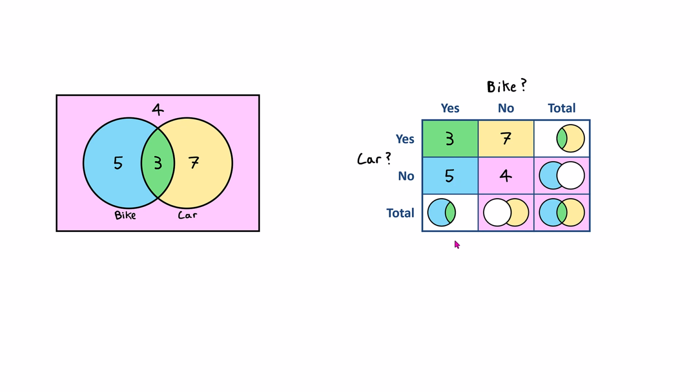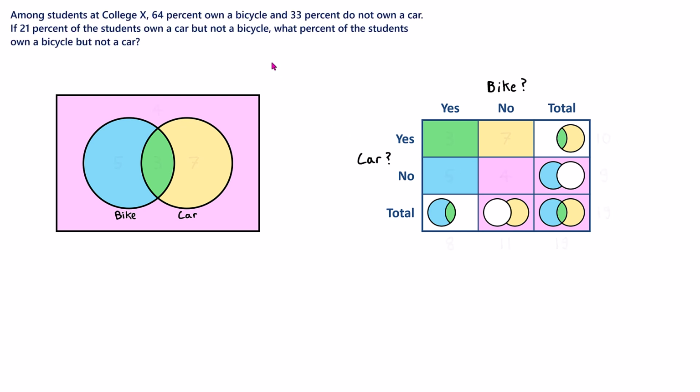Adding vertically, we have bike yes 8, bike no 11, and then adding horizontally, car yes 10, car no 9. Then this grand total can be thought of in 2 ways, 8 plus 11, 19, or 10 plus 9, also 19. Alright, now that we've warmed up, let's go ahead and solve the original problem.